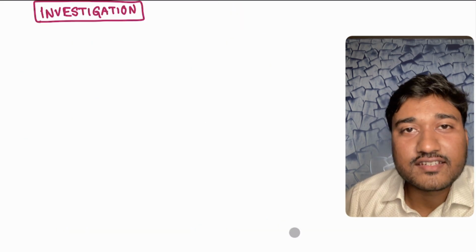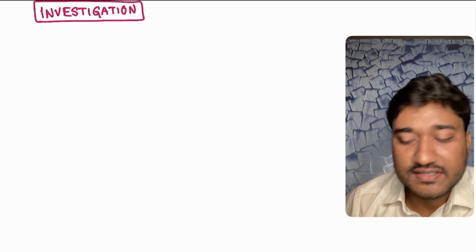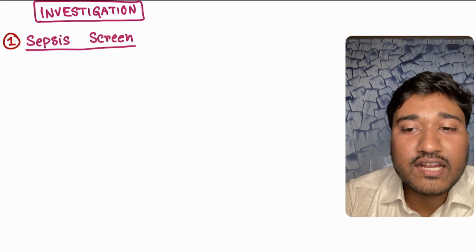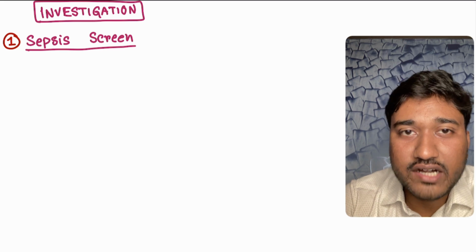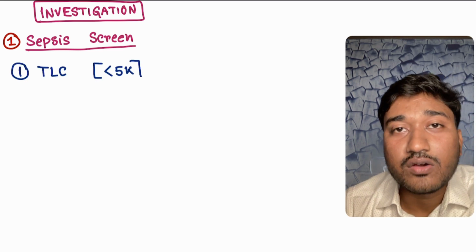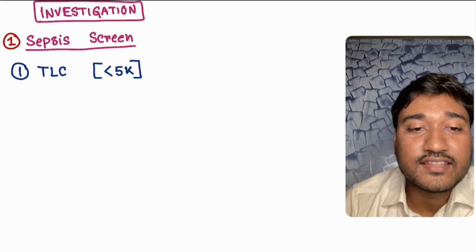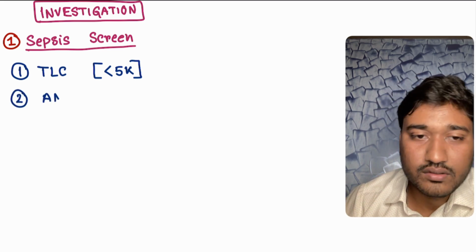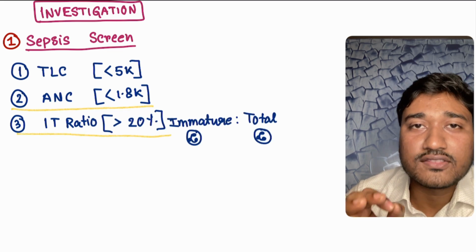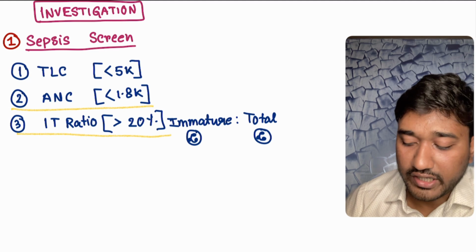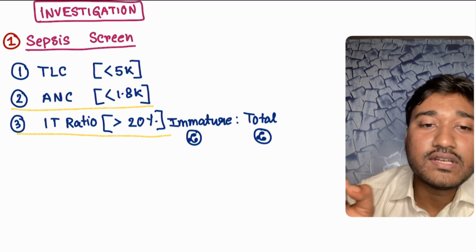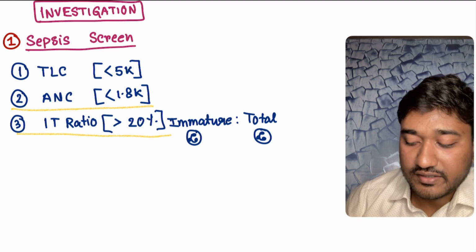How will you investigate a case of neonatal sepsis? Remember, the first thing is sepsis screen. There are 5 parameters inside the sepsis screen blood investigation. Number 1 is your total leukocyte count. The total leukocyte count, if less than 5,000, then we call it significant. And also, if ANC, that is absolute neutrophil count, is less than 1,800, this is also important. And IT ratio, that is immature neutrophil to total neutrophil ratio, if it is more than 20%.